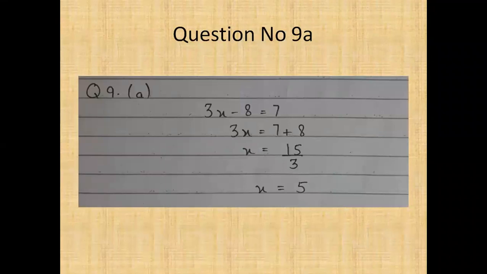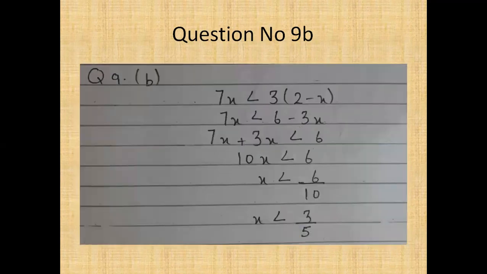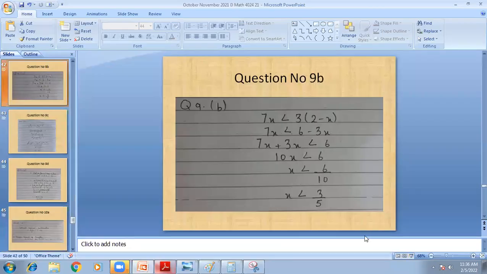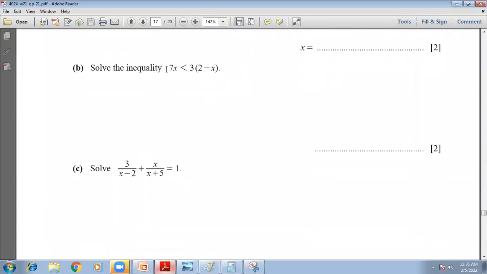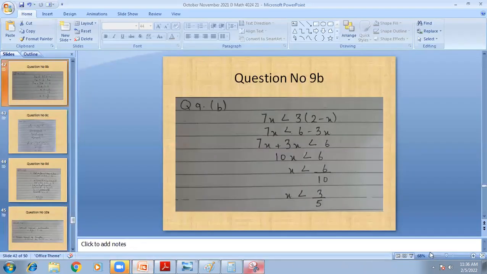3x minus 8 equals 7, so 3x will be equal to 7 plus 8. 3x will be equal to 15, x will be equal to 15 by 3, so x will be 5. Then it says solve this inequality. Let me show the question so you know the wording also. Solve the inequality. Okay, so let me show you the solution.